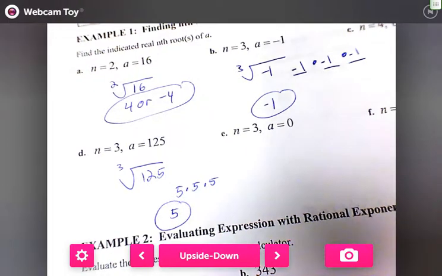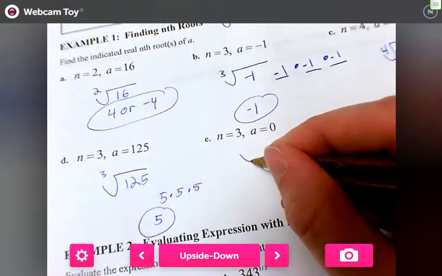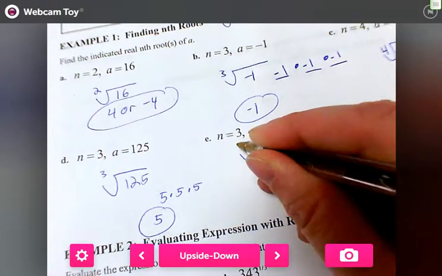Okay? All right. Now we're going to take 0 to the third root.